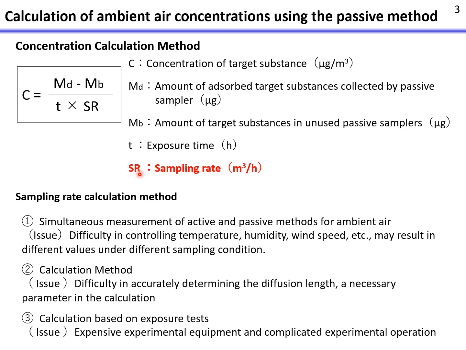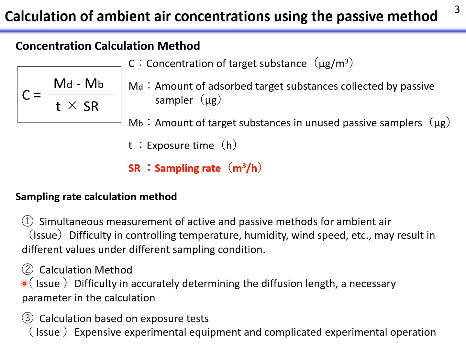The sampling rate can be determined by a parallel measurement of active and passive method in ambient air sampling, 1, or by calculation, 2, or by exposure test, 3. When active and passive methods are used in parallel for ambient air sampling, the sampling rate can be easily obtained. However, the sampling rate obtained by this method may differ in different sampling environments due to difficulties in controlling temperature, humidity, and wind speed. The versatility of the sampling rate obtained in this way is therefore limited.